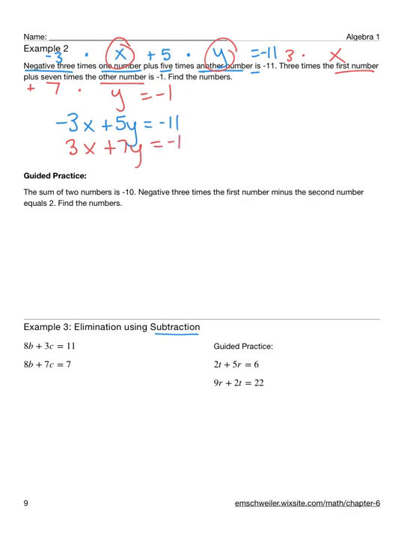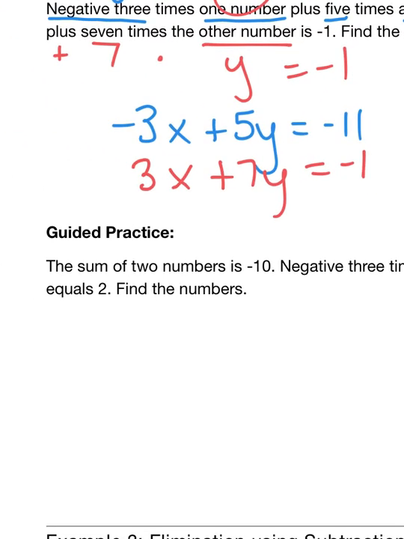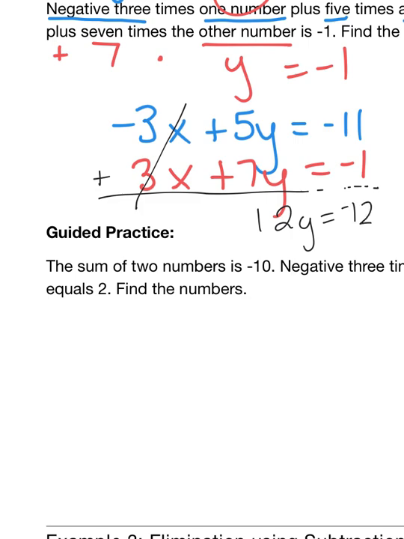Find the two numbers. So we are going to add them together, which cancels out that right there. And 7 plus 5 is going to give us 12y. And then -11 plus -1 is -12. So divide by 12 and you get -1. So -1 is your first number.